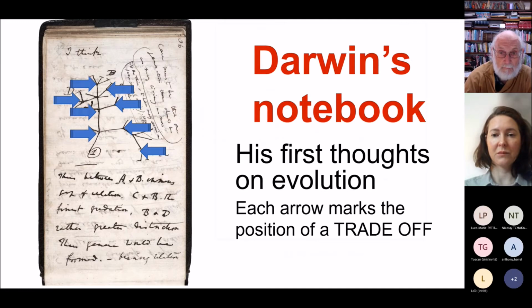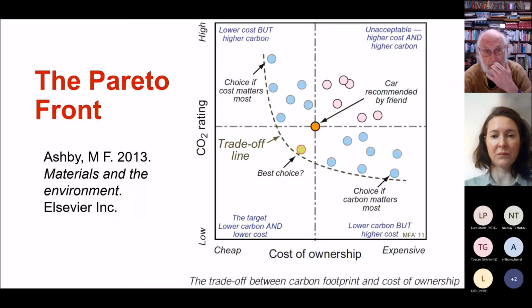Next slide, please. Here we have a sketch from a book by Mike Ashby, who's an engineer, recently retired from Cambridge. They changed the locks on his door, so he now has to work from home. It's a trade-off showing the modern cars. How much CO2 do they produce, but how much does it cost to own them?